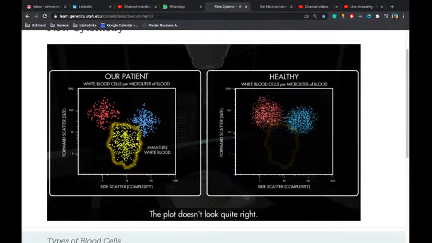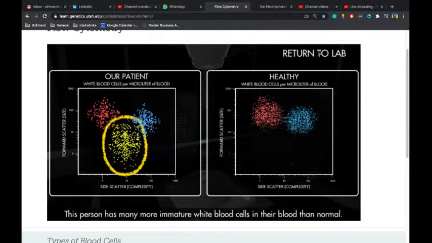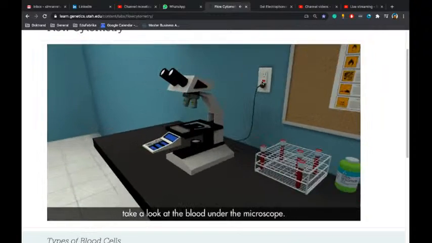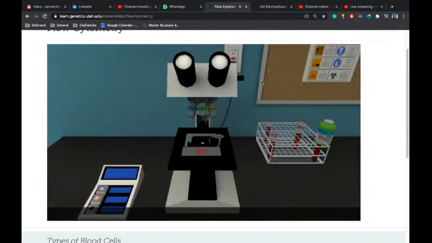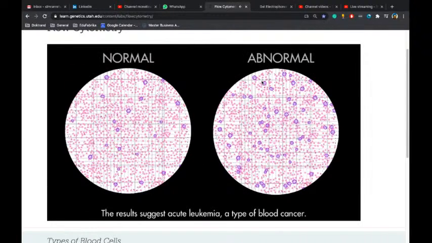The plot doesn't look quite right. This person has many more immature white blood cells in their blood than normal. To get a better sense of what's going on, take a look at the blood under the microscope. The results suggest acute leukemia, a type of blood cancer. The patient's doctor will follow up to see if these results line up with any symptoms the patient may be experiencing.